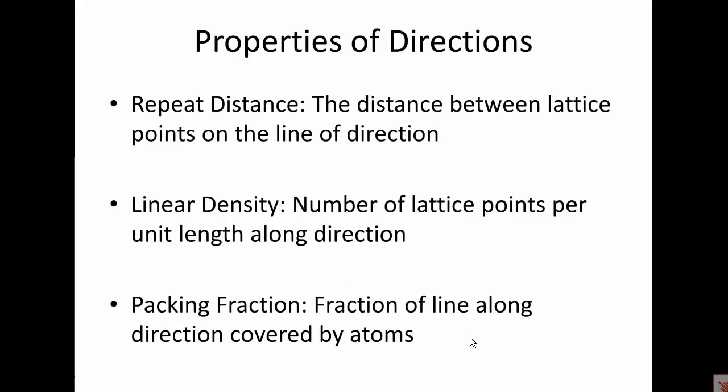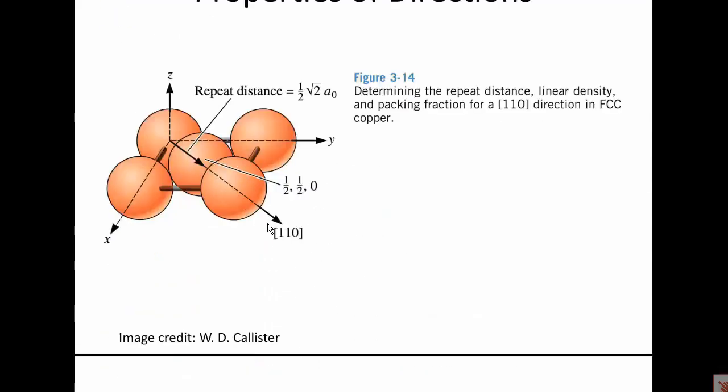Just as we discuss property characteristics of crystal structures, directions can also have characteristics associated with them. One is the repeat distance. This is the distance between lattice points on the line of the direction. The linear density is the number of lattice points per unit length along the direction, and the packing fraction is the fraction of the line along the direction that is covered by atoms.